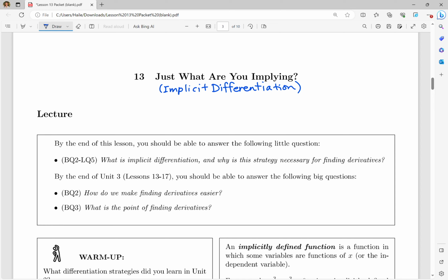By the end of this lesson, you should be able to answer the following little question: What is implicit differentiation and why is this strategy necessary for finding derivatives? And by the end of Unit 3, we're continuing answering the following big questions: How do we make finding derivatives easier? And what is the point of finding derivatives?